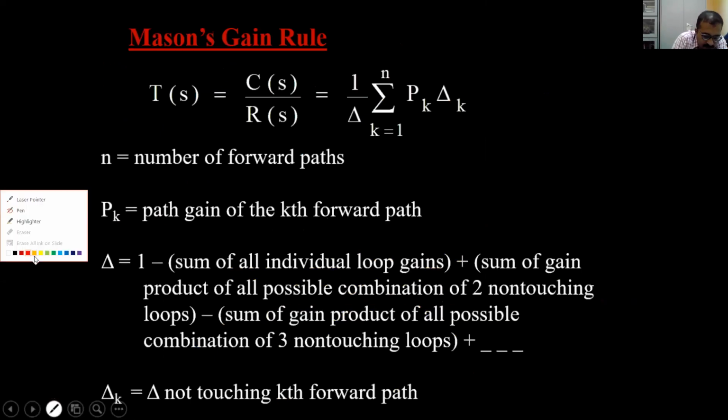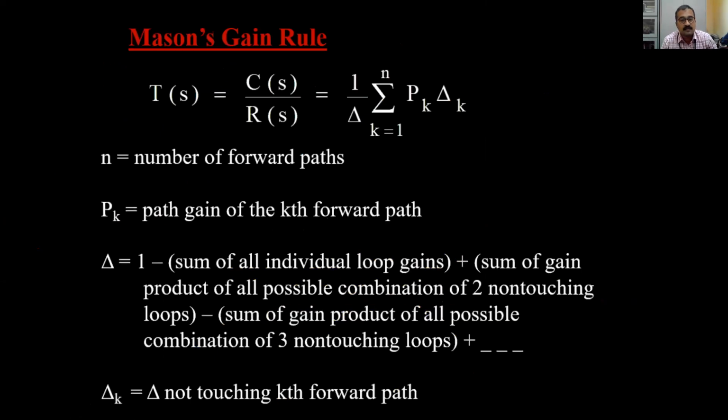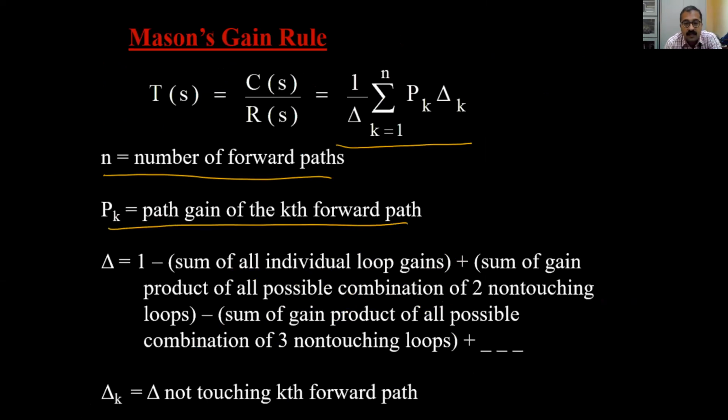So what was Mason's gain rule? We had seen it in the last class. Mason's gain rule is 1 by delta into sigma k equals 1 to n, Pk delta k. What is n? n is the number of forward paths. What is Pk? Pk is the path gain of the kth forward path.